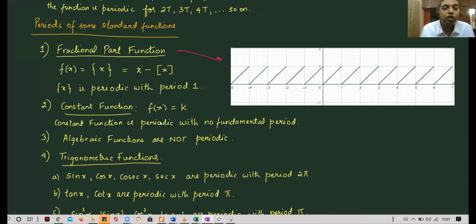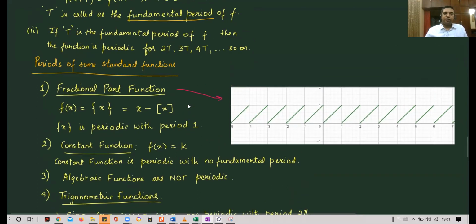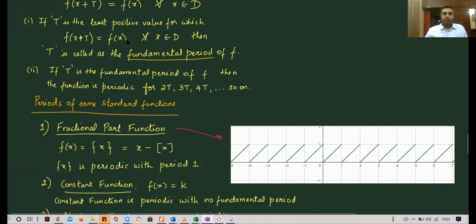Next, constant function, f of x is equal to k. Now, a constant function is periodic with no fundamental period. It is periodic because for any value of t and any value of x, this equation always holds true. It is always constant. The value doesn't change.